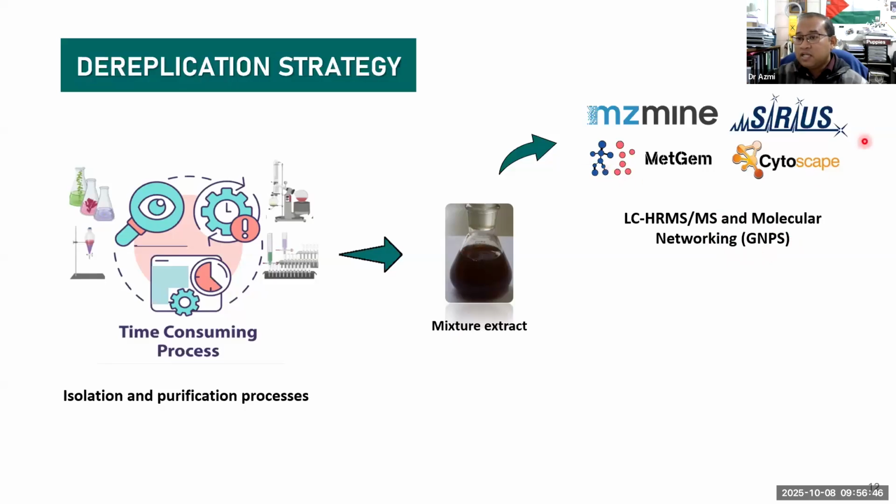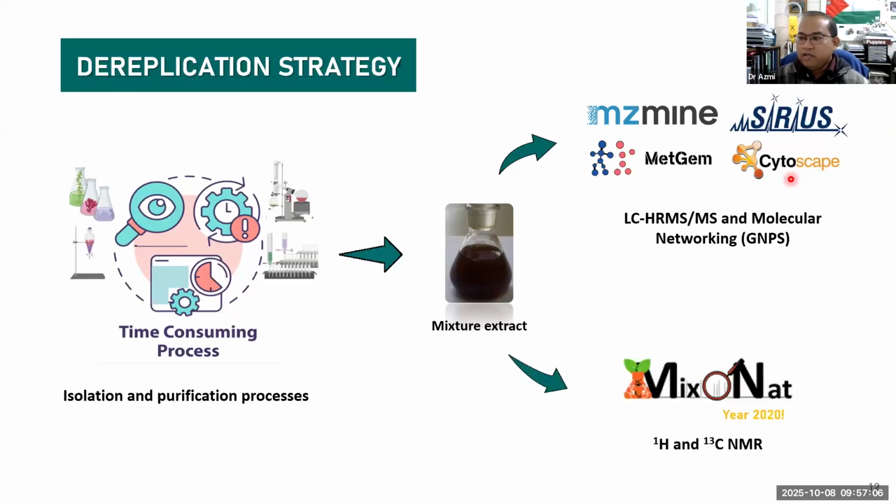So they are using this kind of software, MSecMine, Sirius, MedGem, and Cytospace to do some plotting and clustering of the compounds, to see which ones are possibly non-compounds isolated before, okay? And possibly they have a new compound for them. So this is the idea about the replication strategies.